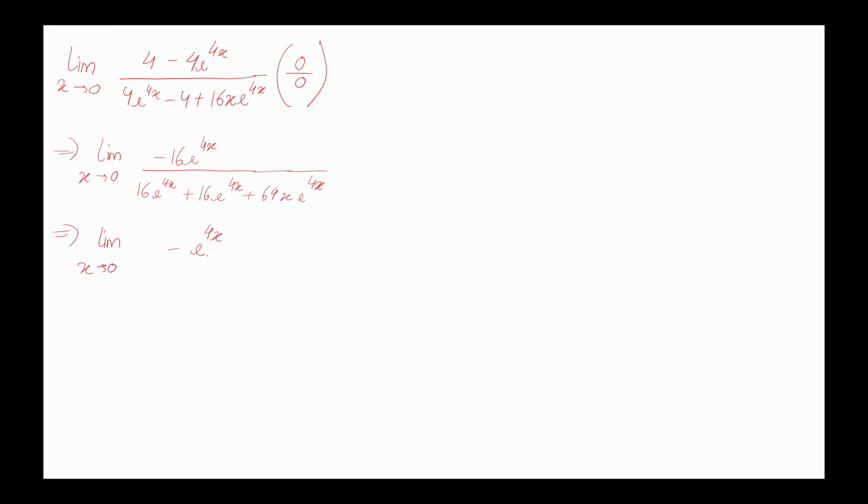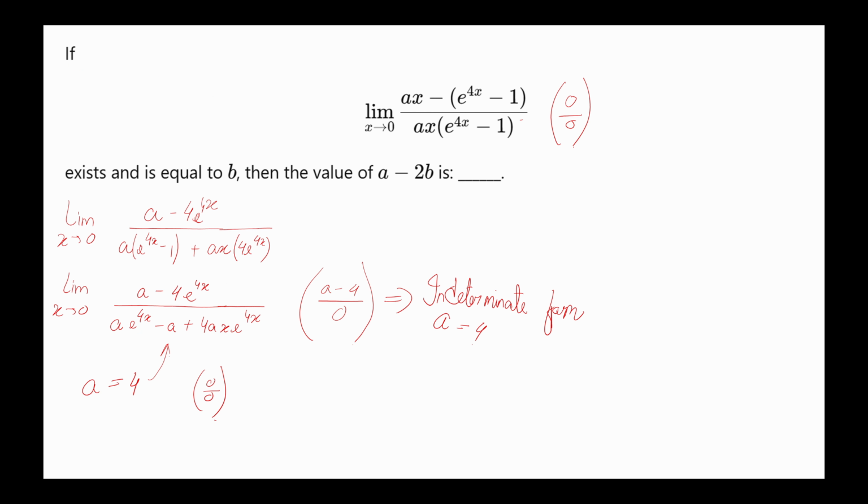Minus e to the power 4x upon e to the power 4x plus e to the power 4x plus, here I would have 4x e to the power 4x. Now let me simply replace x as 0. If I put x as 0, what would this become? E to the power 0, which is 1. So minus 1 upon, this would be 1 plus 1 plus 0, so this would be 2. So from here, my answer of limit is coming out to be minus half.